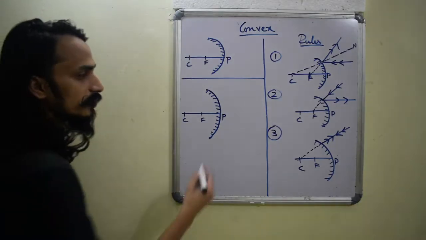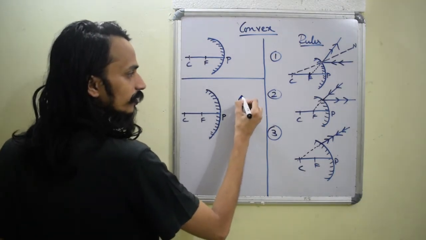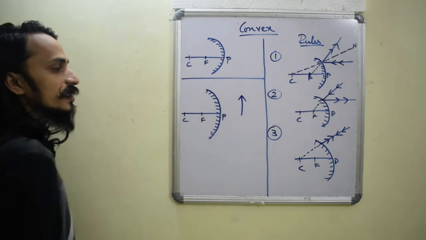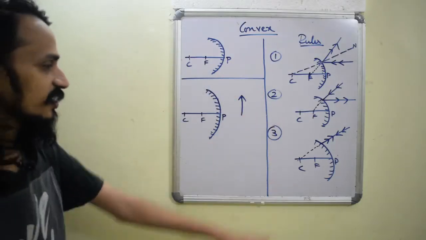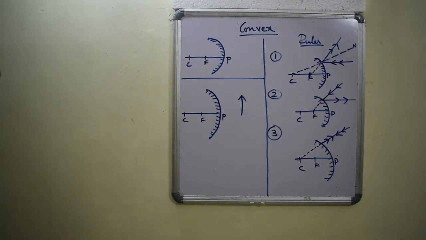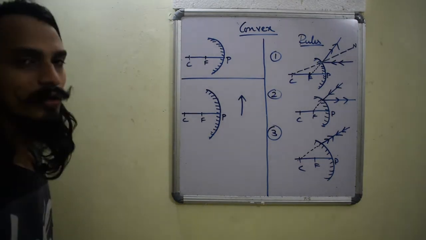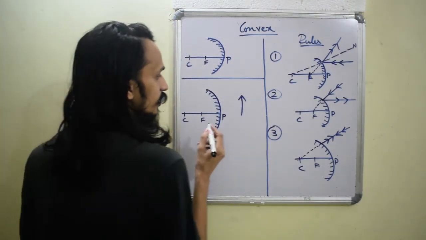Now, like any mirror, the object has to be standing in front of the mirror. This is the reflecting side, the object is there. Now, I'm going to use only these three rules, and just like we did before, only 3 rays of light, 2 rays of light to be finding the image.